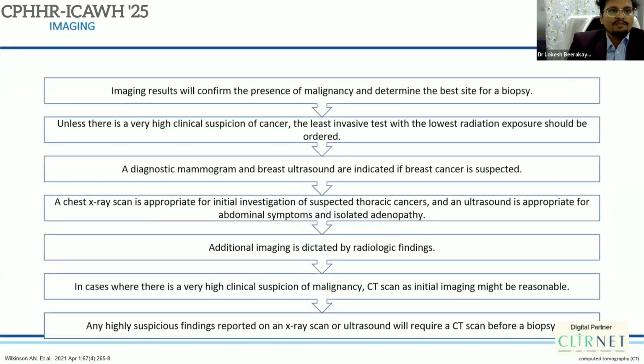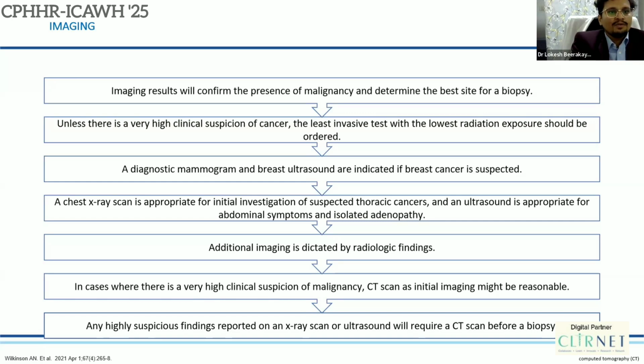Of course, after the imaging results confirm the presence of malignancy, then you have to determine the best site for a biopsy. Unless there is very high clinical suspicion of cancer, the least invasive test with the lowest radiation exposure should be ordered. So in breast, if you are suspecting breast cancer, then first go for the diagnostic mammogram and breast ultrasound, as they are non-invasive and the patient would also be comfortable undergoing those tests.